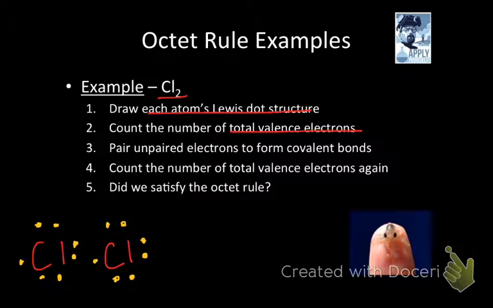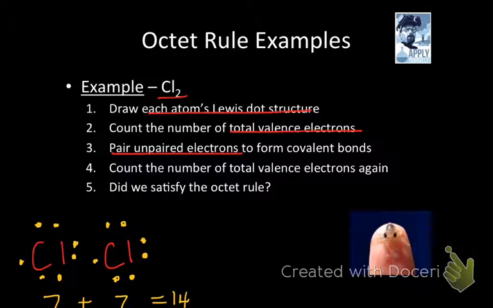Next, we want to count the total number of valence electrons, and that's going to be important because we don't want that number to change. So the first chlorine has 7 valence electrons, the second one has 7 valence electrons also, for a total of 14. Next thing we want to do is form our covalent bonds.